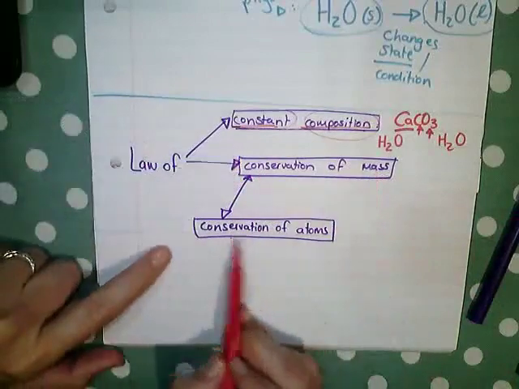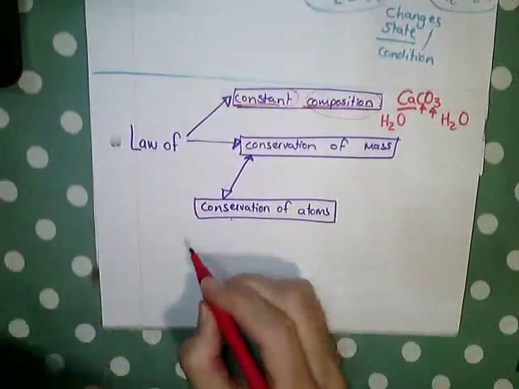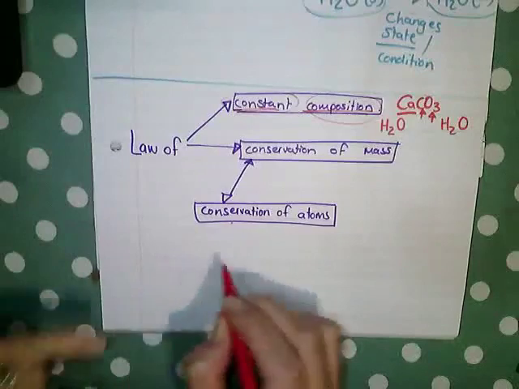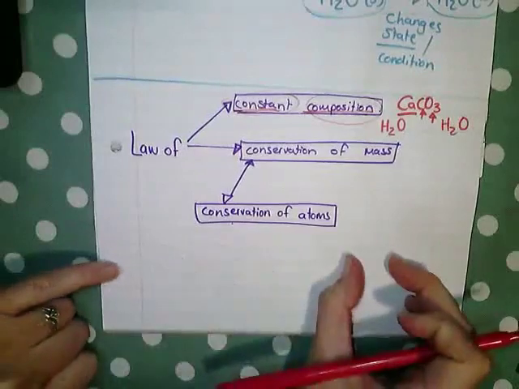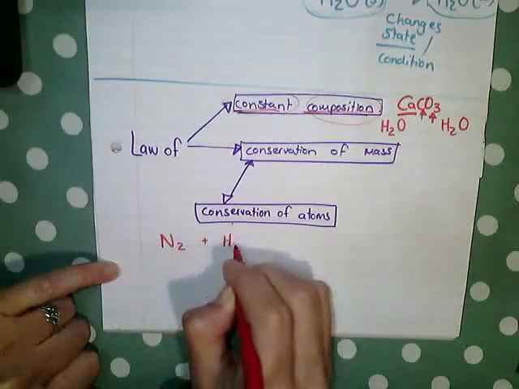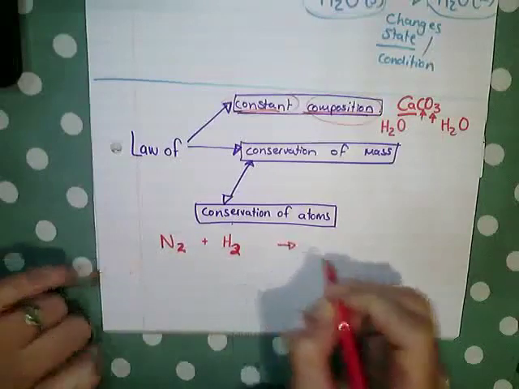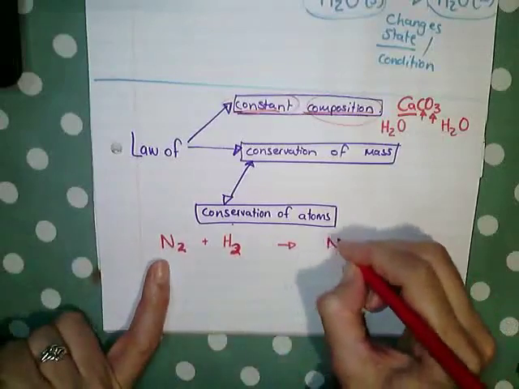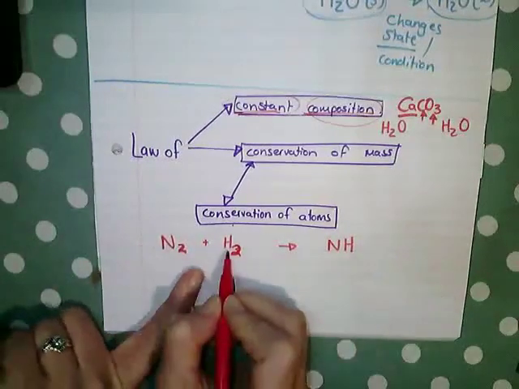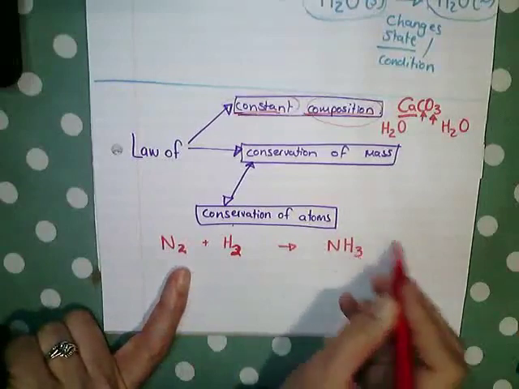Conservation of atoms means that every single element you put into a reaction, you have to also get out of the reaction. So if you have, for example, nitrogen that reacts with hydrogen, then the product will have nitrogen in it and hydrogen in it, and it will only have nitrogen and hydrogen, because you can't all of a sudden have some new element here that you didn't have here.